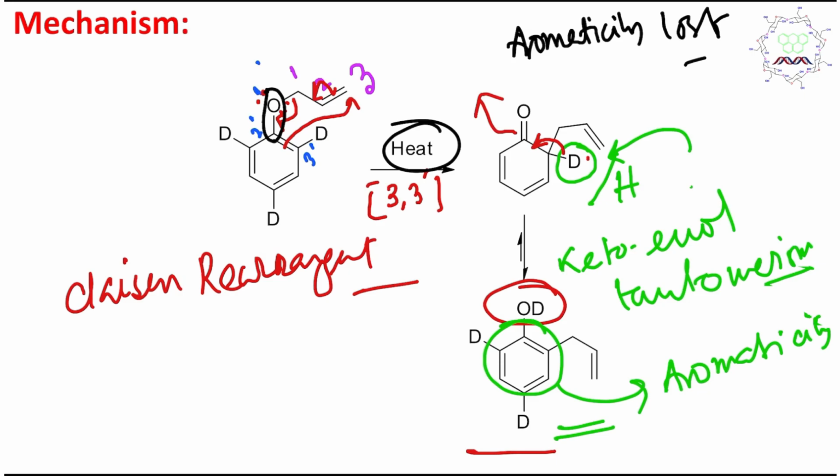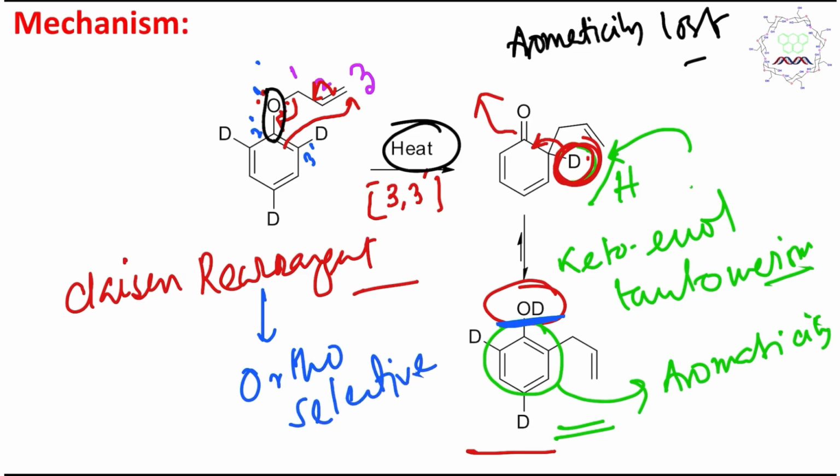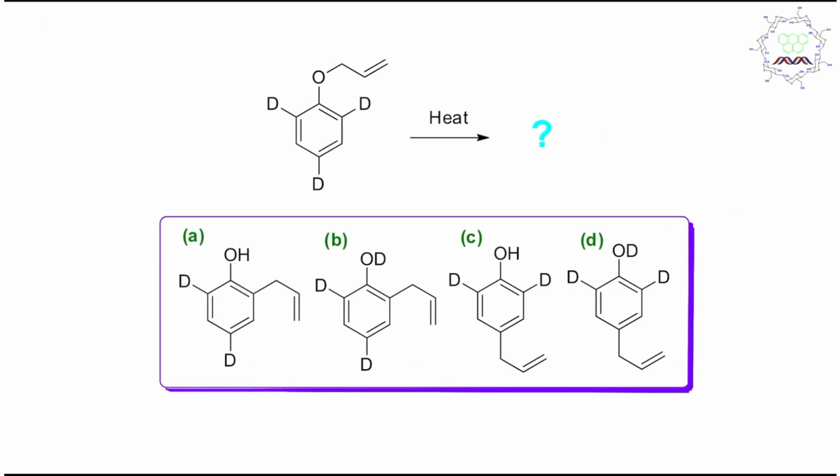And since deuterium was there, in this case this deuterium shifting to phenol will produce OD, and the reaction will stop here, because remember this Claisen rearrangement is ortho-selective, and if this ortho position is blocked, then only para substitution occurs. So the reaction will stop here. So what is the product? Obviously this ortho substitution, means this option B.